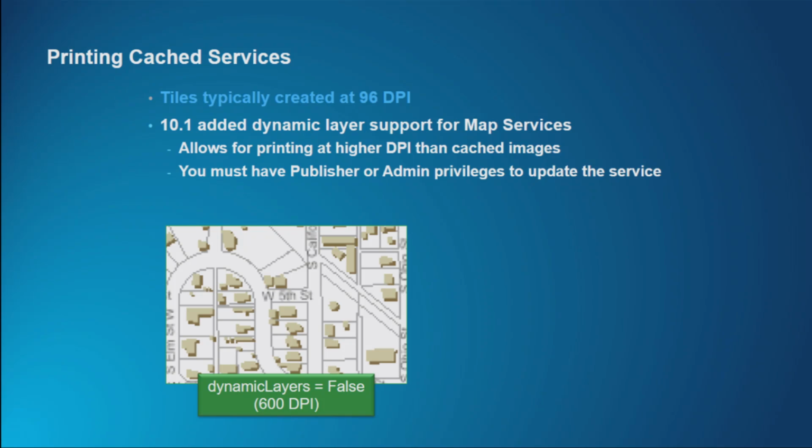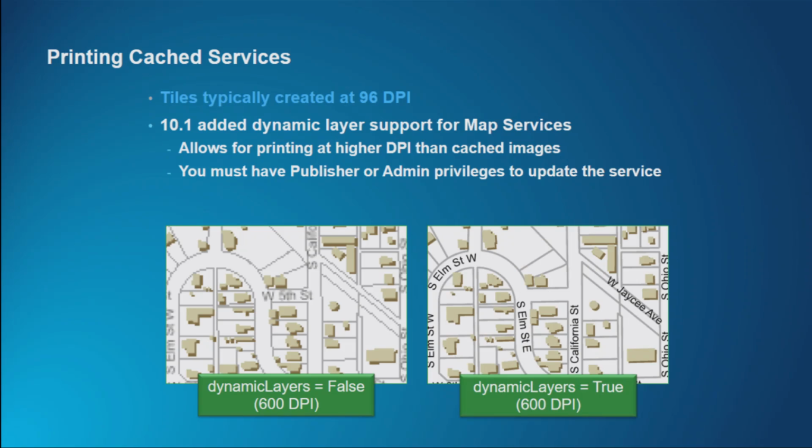So if you look here on the image down here at the bottom on the left, if dynamic layers is turned off, it's equals false, and you print at 600 DPI, you get this lovely pixelated image. And if you turn dynamic layers on, we'll actually output at the requested DPI at 600 DPI. Now note, to turn dynamic layers on for your map service, you must have publisher or admin rights to update that service.